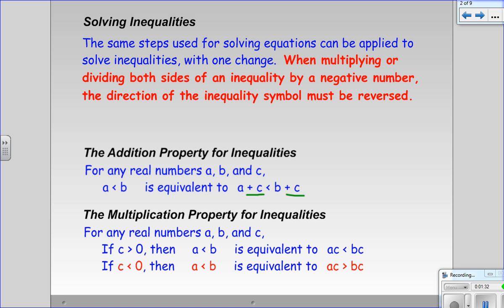But with inequalities, what we see is that if you multiply both sides by a number that's positive, let's say c is greater than 0, then everything remains the same as an equation. But if you multiply both sides by a negative number, you can see what's happening to our sign. When you multiply both sides, the sign flips. So let's see a few examples of how to solve an inequality.